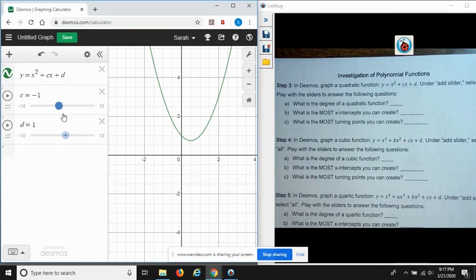So for this particular one, notice there is one point on this graph that stays the same while I'm changing everything. Now, when I mess with the d instead, let me get c back to somewhere where the whole thing is there. I am changing a different part of the function.